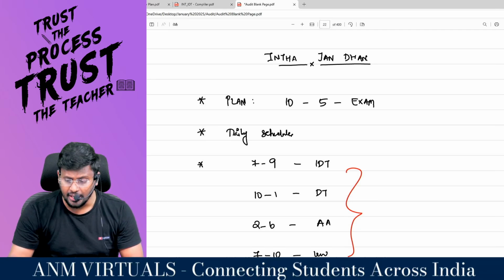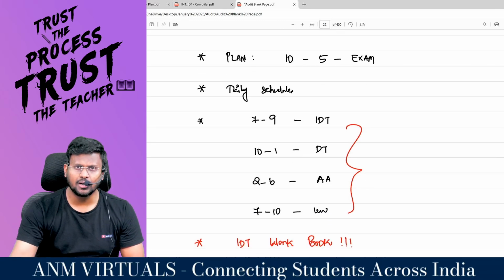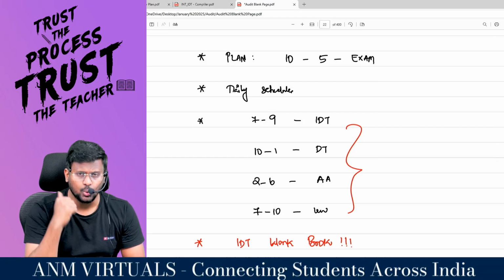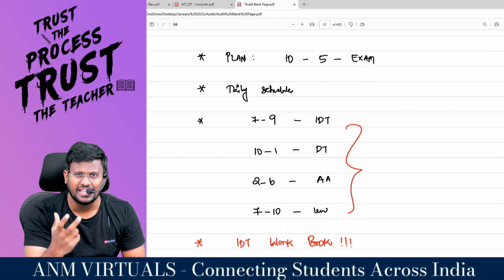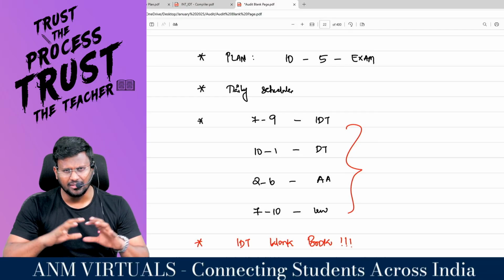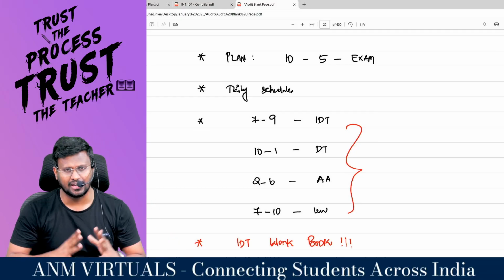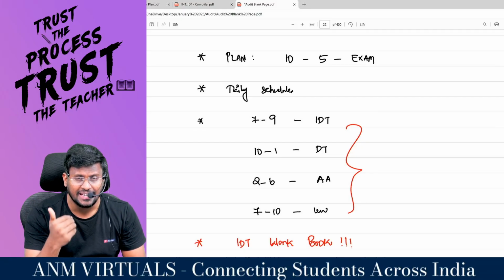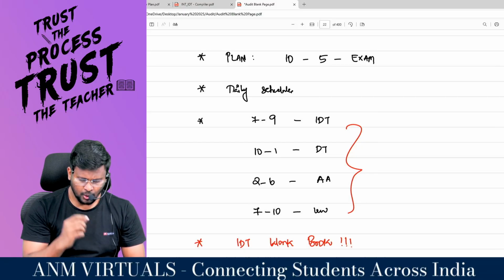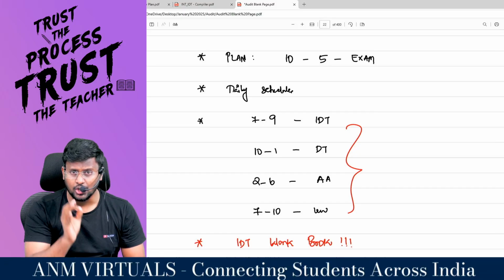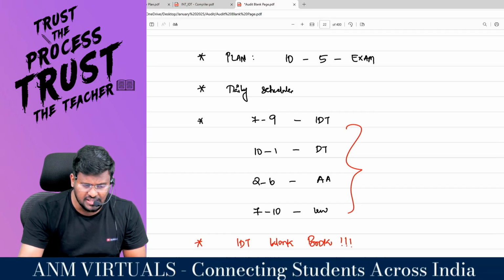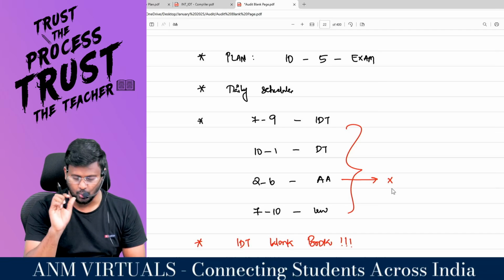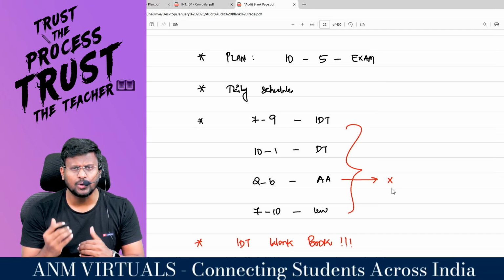What should my daily schedule be from tomorrow? Sir, you should have 4 slots on a daily basis. 7 to 9 is IDT, 2 hours of indirect tax, a 50 mark area. 10 to 1 is DT. 2 to 6 is advanced accounting, because that is mandatory at exam time. Please don't change this to any other paper, sir. Advanced accounting, and 7 to 10 law.